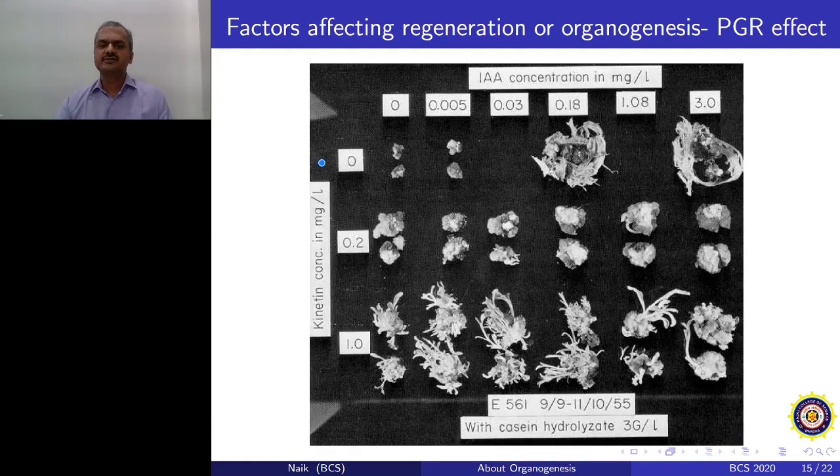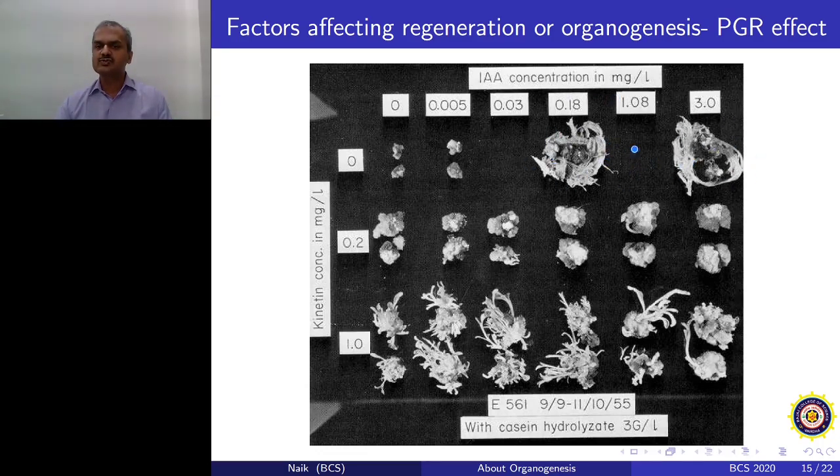This is a very nice picture showing those results. You can see that at a lower concentration of both cytokinin and auxin, there is a very low response, whereas at the higher concentration of IAA, you can see the root responses.